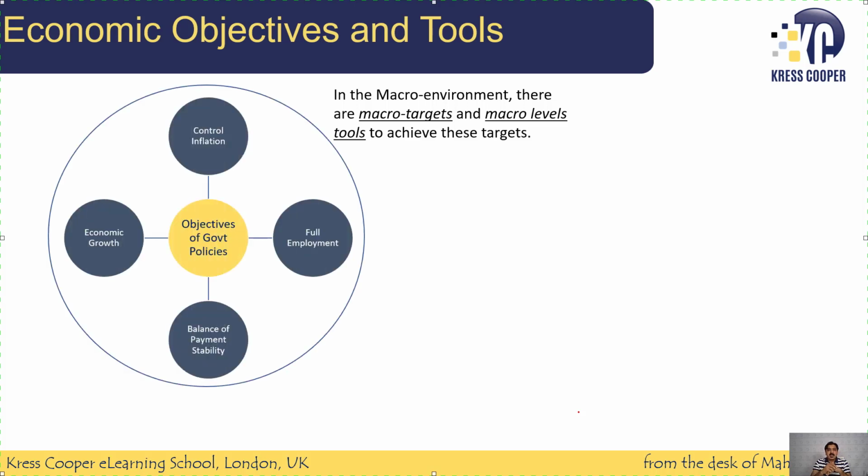So what are the macro targets? These are the key macro targets or objectives of the government. Government wants to control inflation. Government wants to go for full employment. Government wants to keep balance of payment stability, and favorable balance of payment. Government wants to achieve economic growth. These are the targets of the government.